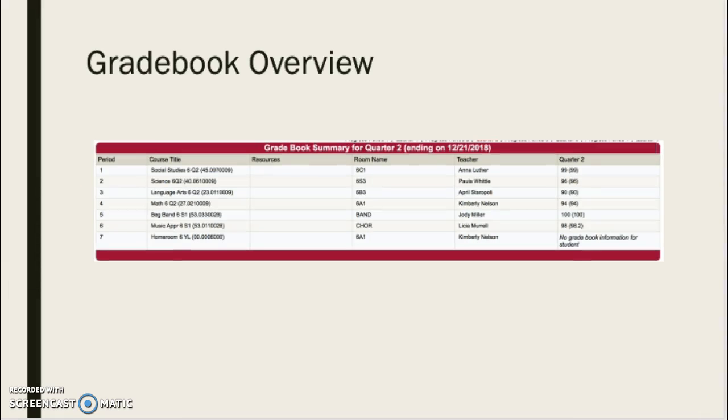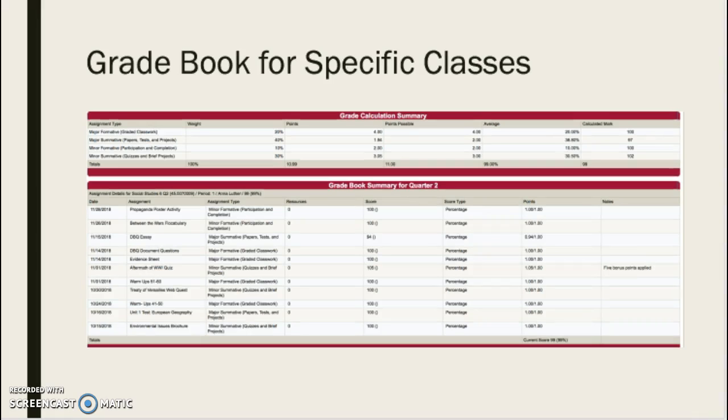After that, you'll see a grade book. This is an overview of what their class averages are. So you can see it's quarter 2, tells you when the quarter is ending. If you click on a specific class, this is what it'll look like. So I clicked on Social Studies.